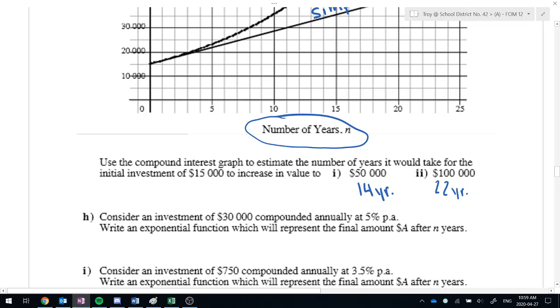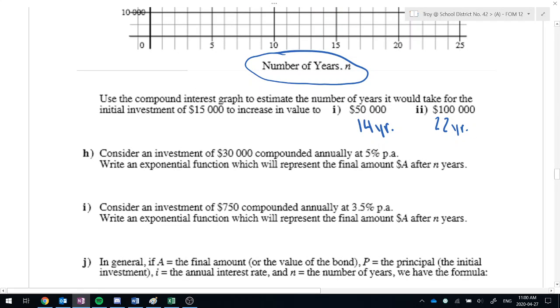Notice how the difference between 50,000 and 100,000 is times 2. 100,000 is twice as big as 50,000. But notice how it takes 14 years to get to 50,000, but it doesn't take double that amount of years to get to 100,000. It takes less. That's because it's exponential. It's increasing faster every year. Double the amount of years here would be 28 years, but we only have to wait 22 years. That's because the graph is exponential. If it was a linear function, if it was simple interest, it would take us double the amount of years to double our total. But with exponential, we don't have to wait as long because you get more.